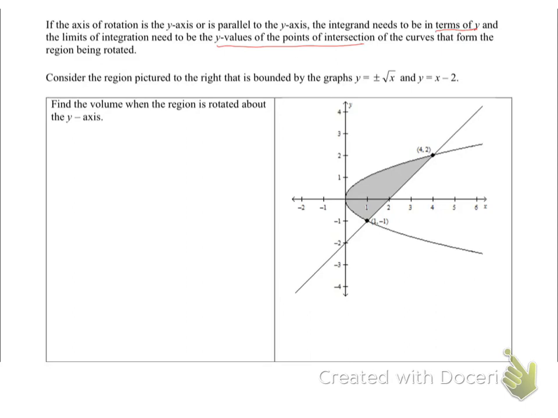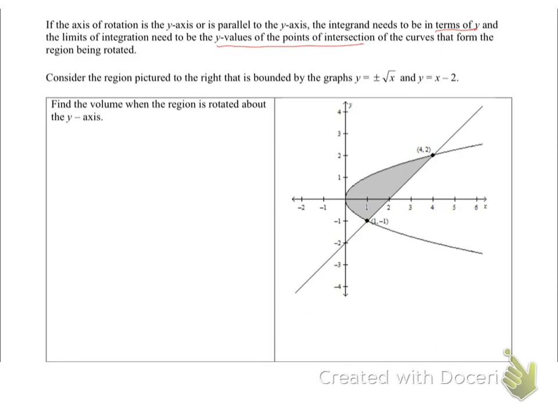Okay, so consider the region pictured to the right that is bounded by the graphs of y equals plus or minus the square root of x and y equals x minus 2. Your first step is you've got to get these in terms of y. So what we're going to do is solve for x.